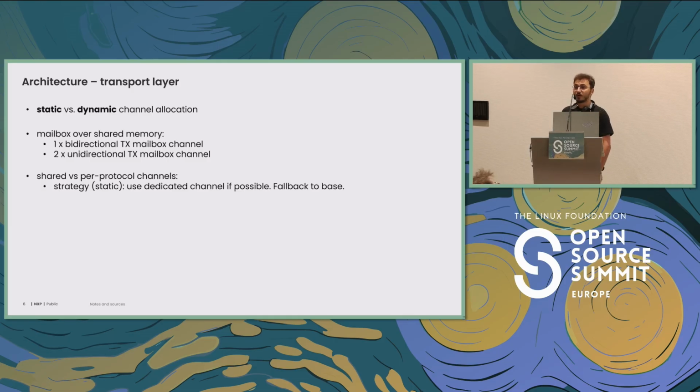We also support shared or per protocol channels. So the idea here is that each protocol is allowed to define its own set of dedicated channels, and this is entirely optional. If the protocol doesn't do that, the SCMI will fall back to the base protocol's channels, which are mandatory to add in the device tree.